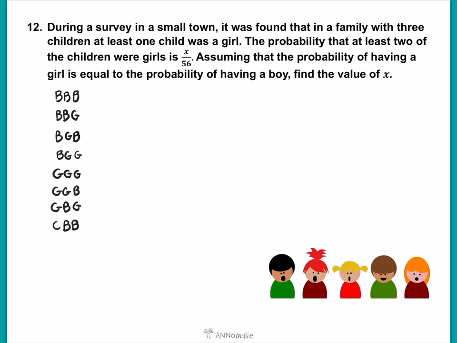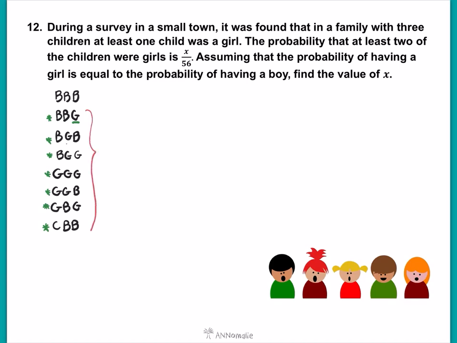Now, it is found that in a family with 3 children, at least one child was a girl. So it's given to us that at least one child was a girl. And in this case, we're looking at only the following options. So these are the only ones that we are considering as it was given to us. Now the probability that at least 2 of the children were girls is x out of 65. That means that we are considering only 7 cases.